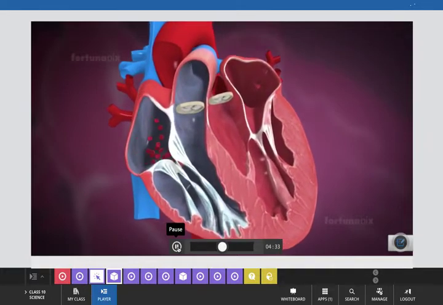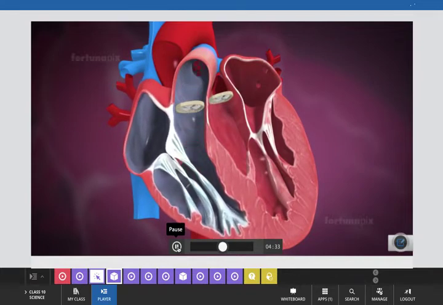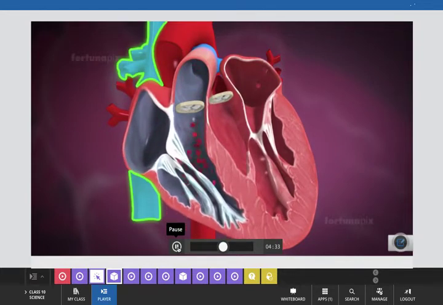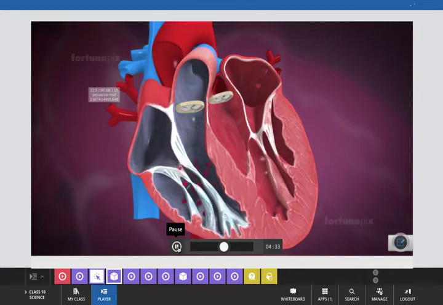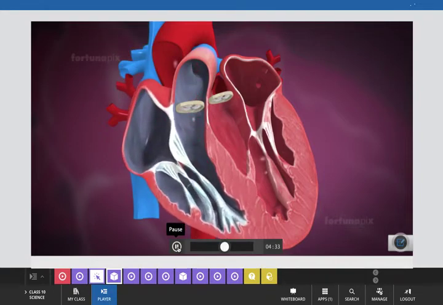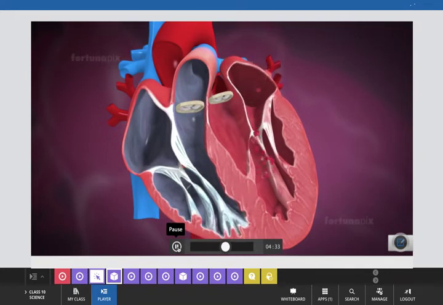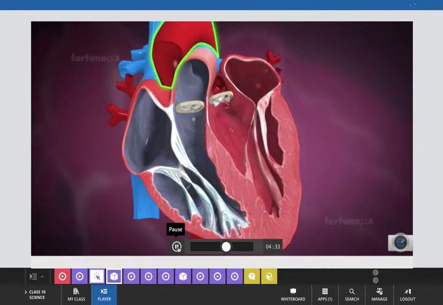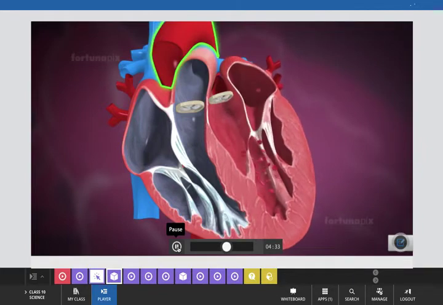The right atrium collects deoxygenated blood from the body via the superior and inferior vena cava and sends it into the right ventricle. The right ventricle pumps it to the lungs. The left atrium collects oxygenated blood from the lungs and sends it to the body via the aorta through the left ventricle.